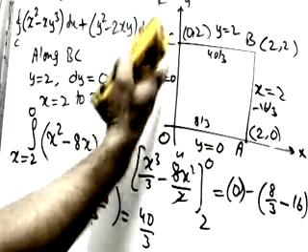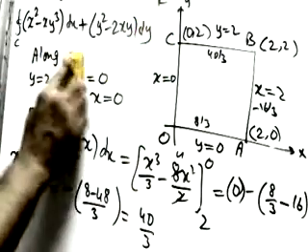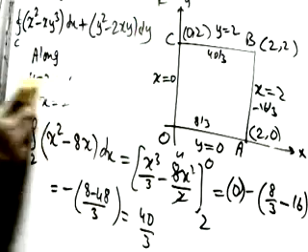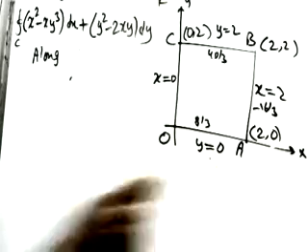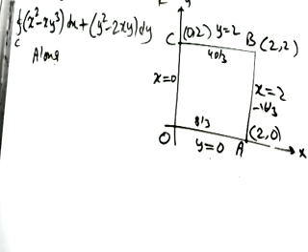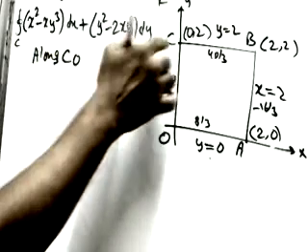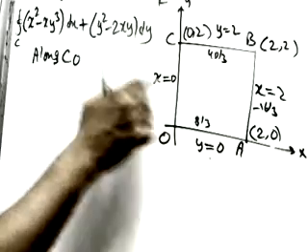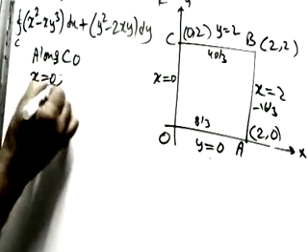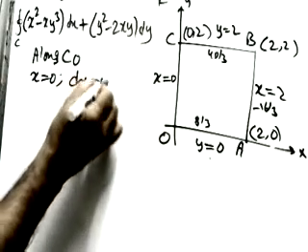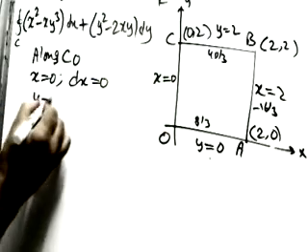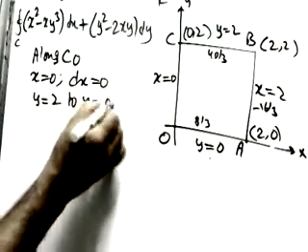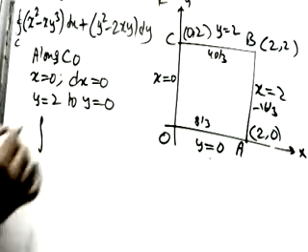Now BC is finished. Lastly we are left with CO. This value we got 40 by 3. So the last step is we have to solve along CO. Now see carefully. Along CO the line equation is x equals 0. If you differentiate, dx equals 0. Now here y is 2, here y is 0. So y goes from 2 to 0.